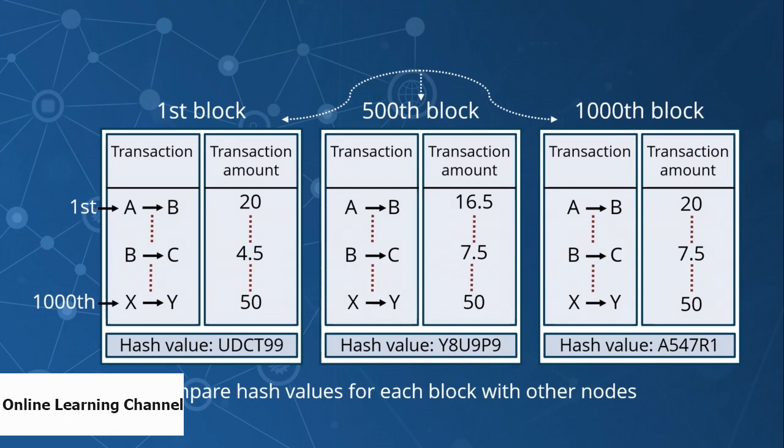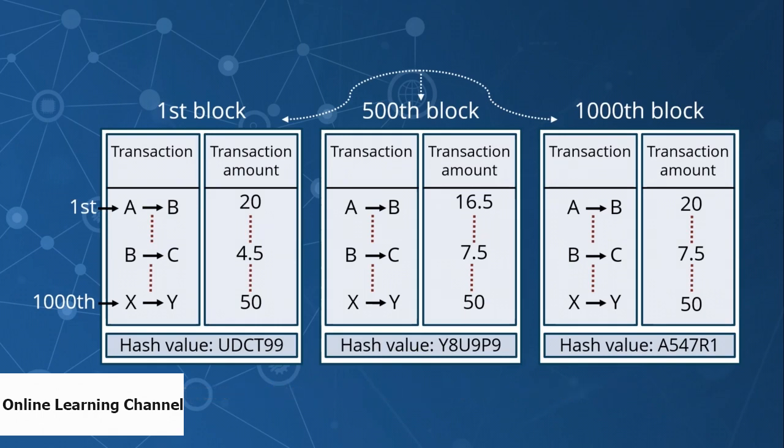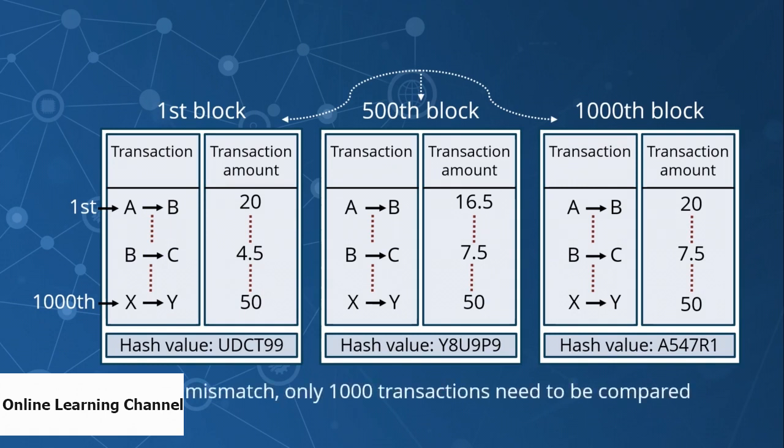What happens now though, if we were to find a discrepancy in the hashes of one of the blocks? Well, in that case, we only have 1000 transactions which need to be compared, as opposed to the 1 million transactions which we saw previously.